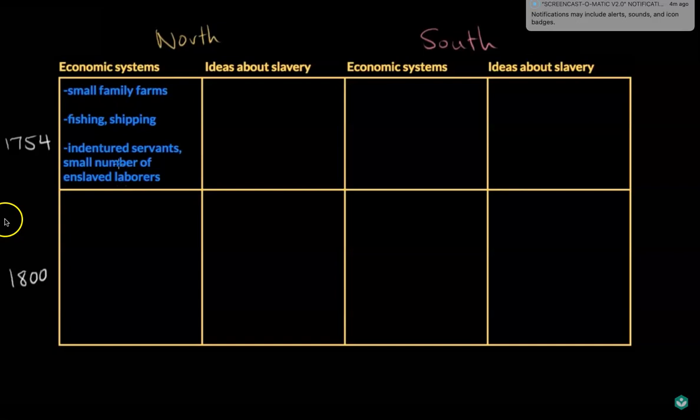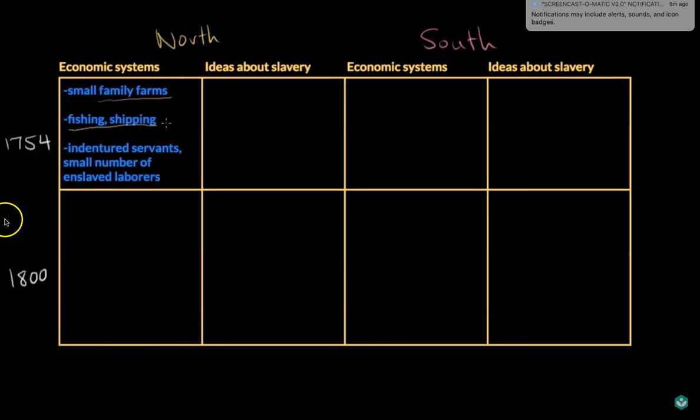So first, let's look at the economic systems. In the North, where the climate and the soil was not suited for large-scale plantation agriculture, the economy centered around family farms in 1754. Proximity to the coast facilitated fishing and shipping.